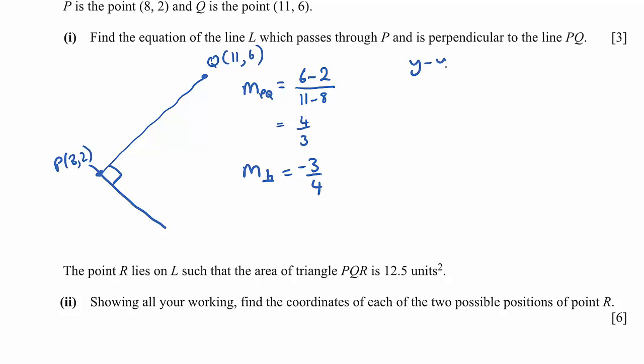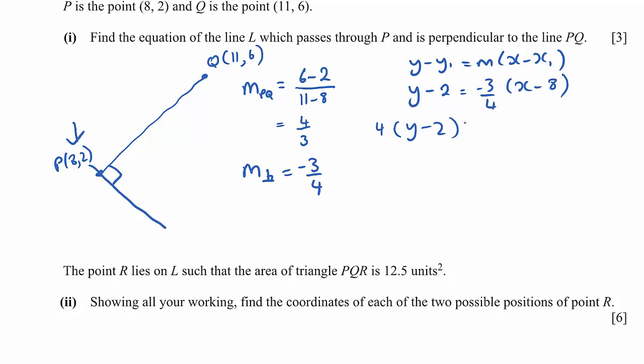So now I've got y minus y1 equals m(x minus x1). And it needs to go through this point. So the y1 is 2, and the x1 is going to be 8. So I've got (y minus 2) multiplied by 4 is equal to -3(x take 8). So 4y take away 8 is -3x plus 24. And so 4y plus 3x is going to be equal to 32.